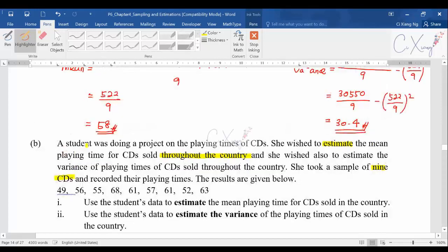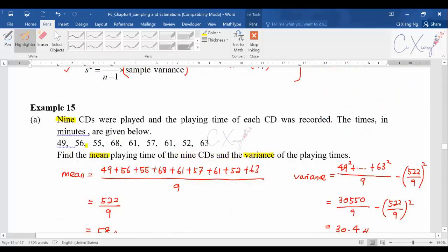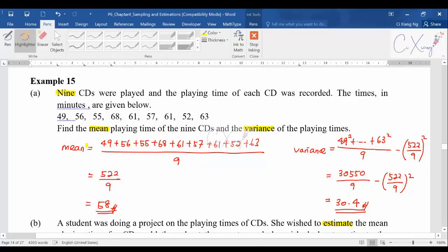Okay, but if you refer back to part number A, they only tell you that I have 9 CD only. I'm not going to do anything with the CD. I just want to calculate the mean and variance. Very straightforward one. Okay, so this 9 CD in part number A is the whole population that I have. Okay, understand what I say or not?